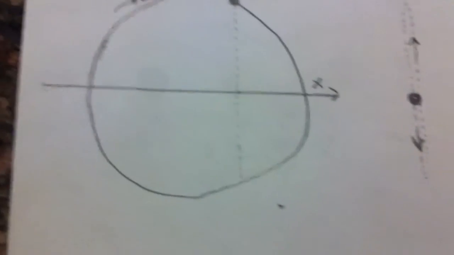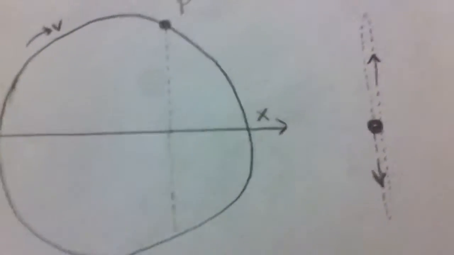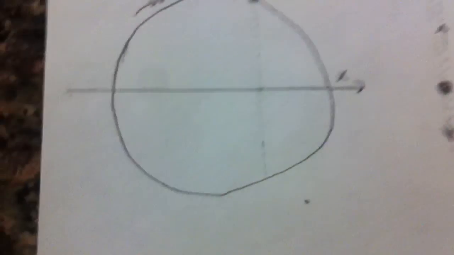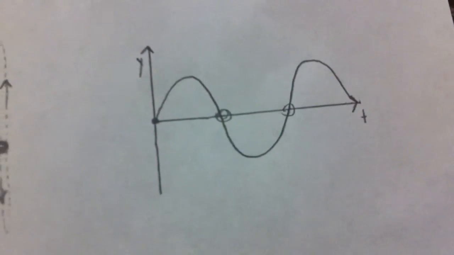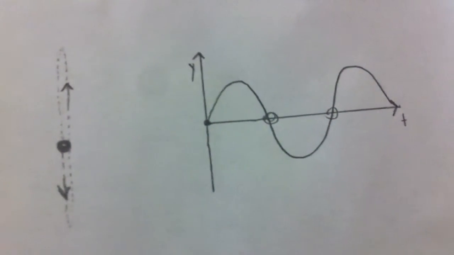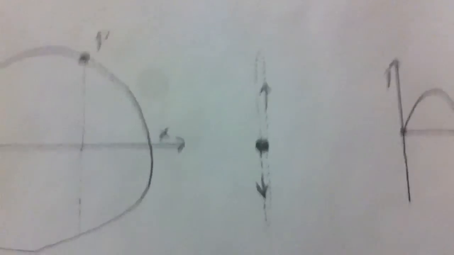So really what's happening here is the x-axis is acting as the equilibrium position, and when it goes above the axis and below, it's oscillating. A sine graph easily shows this. When it crosses the x-axis, that's where it reaches the equilibrium position.